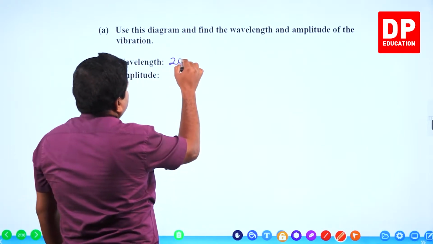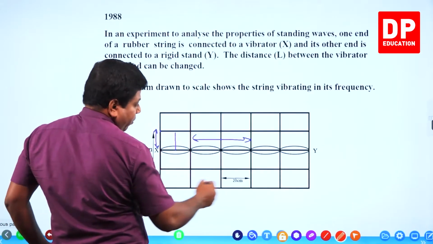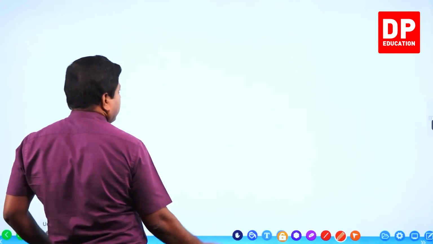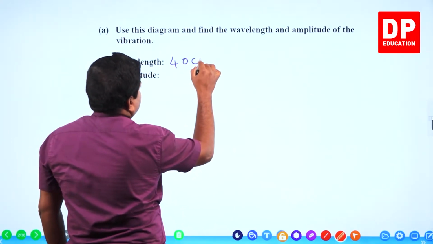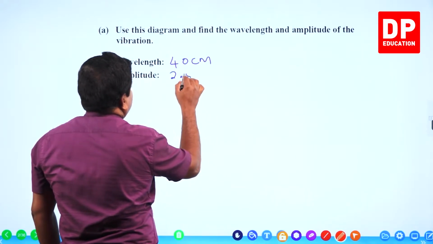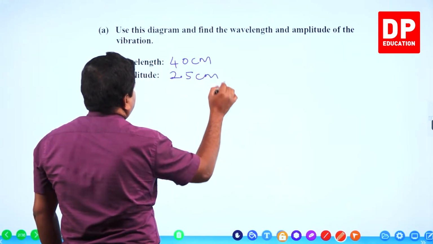Wavelength is 20 centimeter. 20 or 40? 40. 40 centimeter. And this is 2.5 centimeter according to the diagram I have.